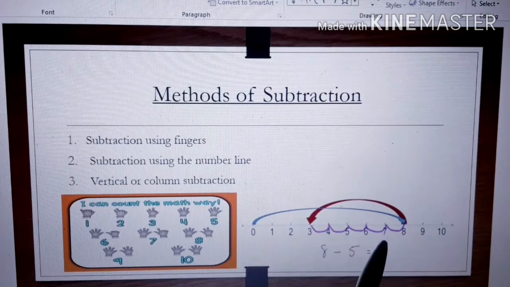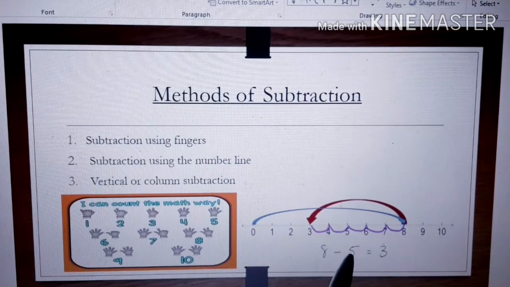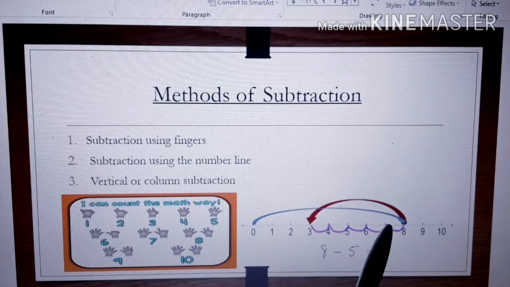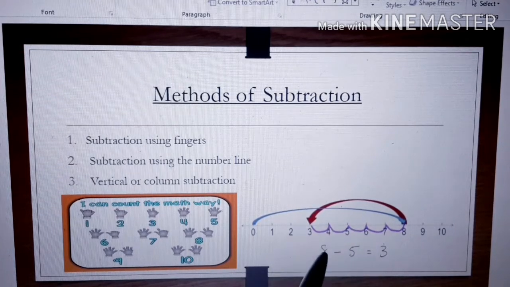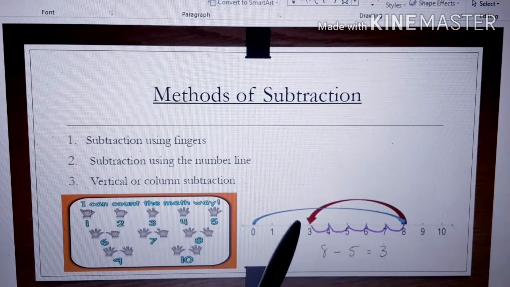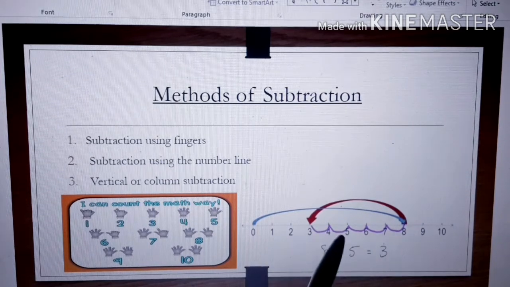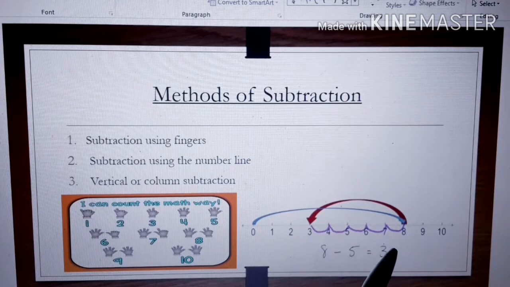Then how many steps will we come back? We will come back 5 steps. 1, 2, 3, 4, 5. So where did it stop? It stopped on number 3. So the answer, the difference, is 3. 8 minus 5 is 3.